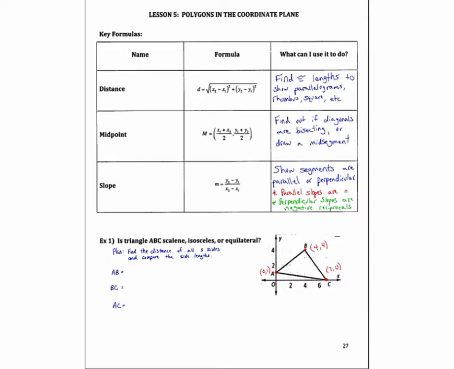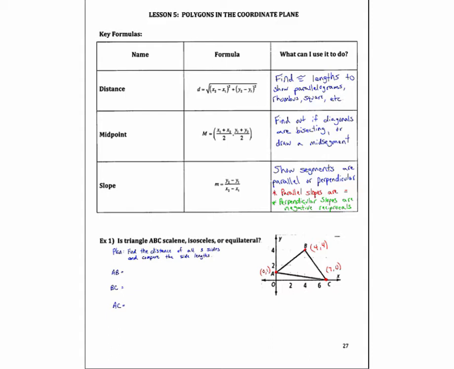It says, is triangle ABC scalene, isosceles, or equilateral? Well, I know the definitions of those three words are: scalene means all three sides are different, isosceles means two sides are the same, and equilateral means all three sides are the same. So if I'm trying to find out whether the lengths of those sides are the same or not, my plan is to find the distance of all three sides and then compare those side lengths. So I've listed AB, BC, and AC is what I'm going to find, and I'm going to do the distance formula in a way where I just sketch it from point to point.